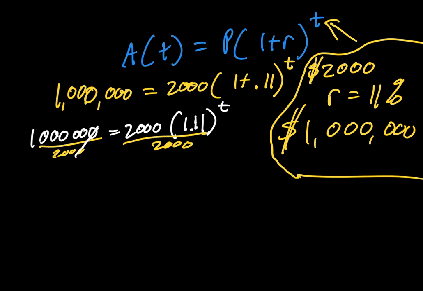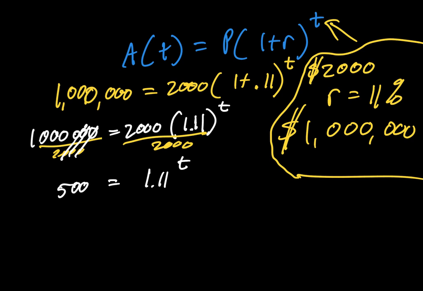So let's see, 10, 2 zeros, 3 zeros, get off of there, and then I have 1,000 divided by 2, so half of 1,000 is 500. That will equal 1.11 to the t power. Now, I don't know what I can do next, but my variable is in the exponent.